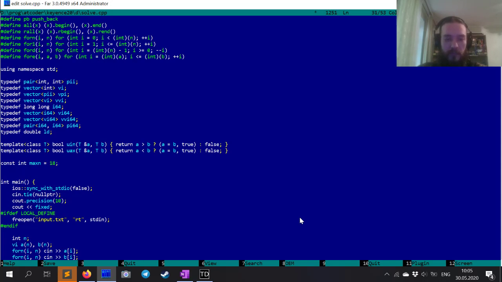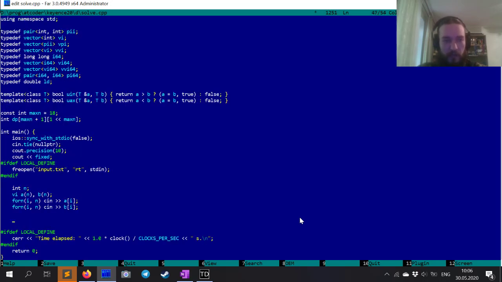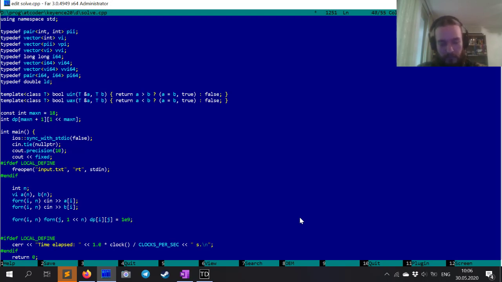For dynamic programming we need this array. One dimension is up to n and the other is up to 2 to the nth. Before we do anything, we want to initialize the array with infinities because we don't have any information yet. For example, 10 to the 8th.